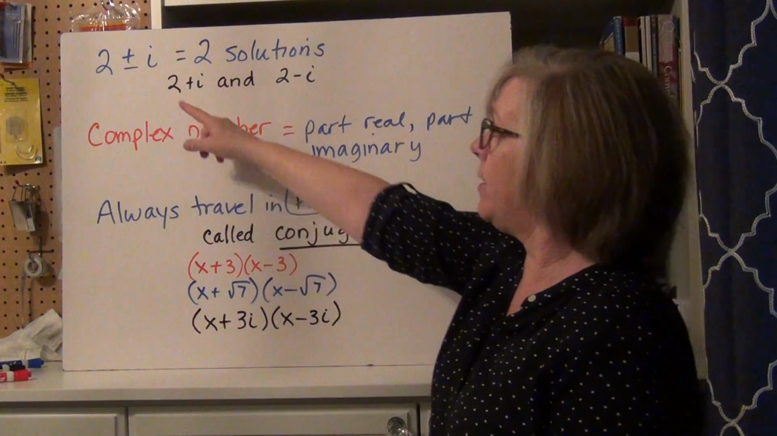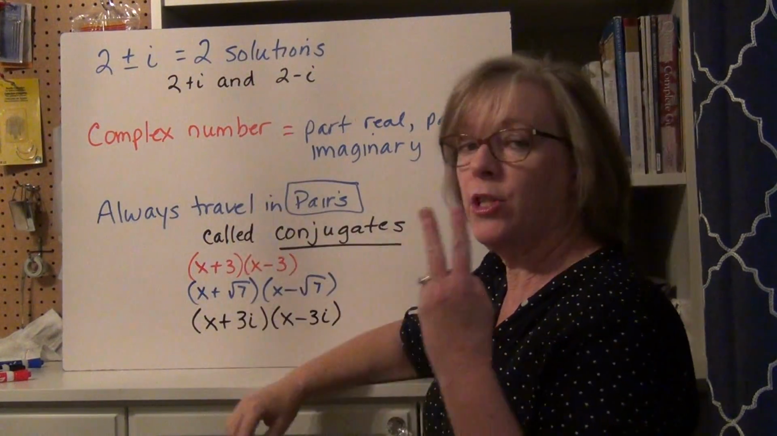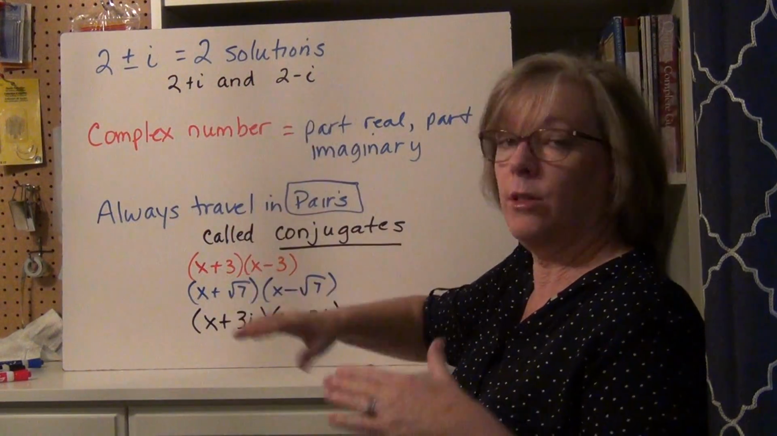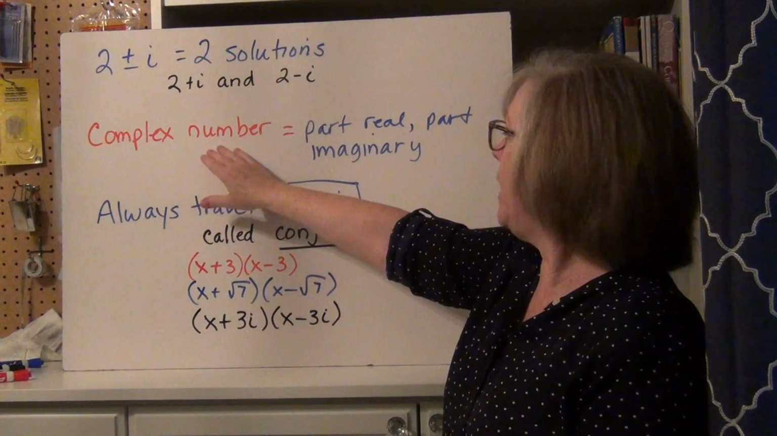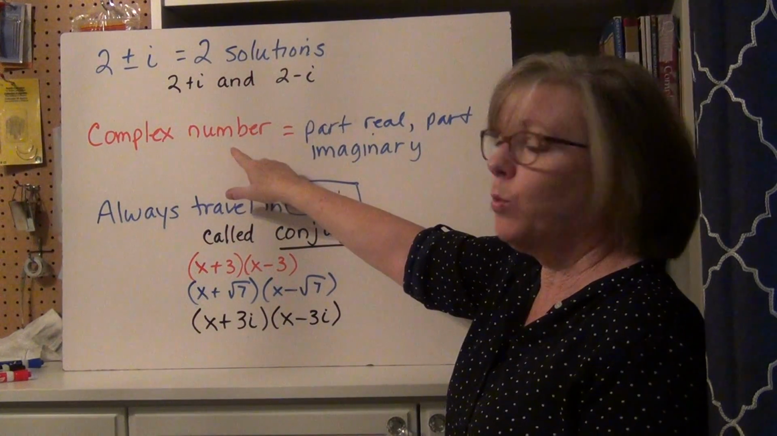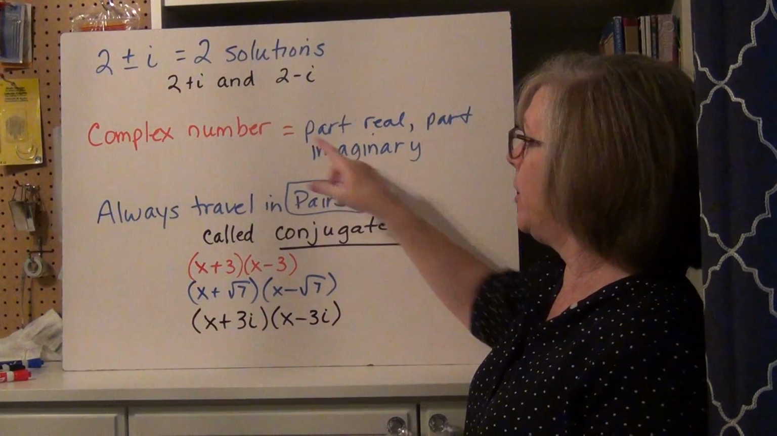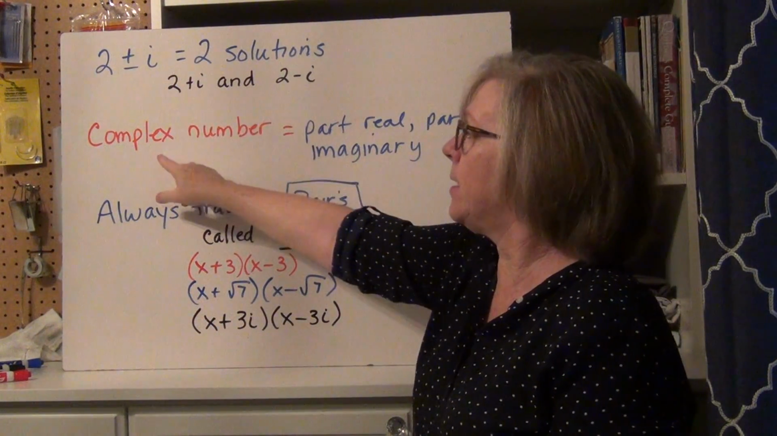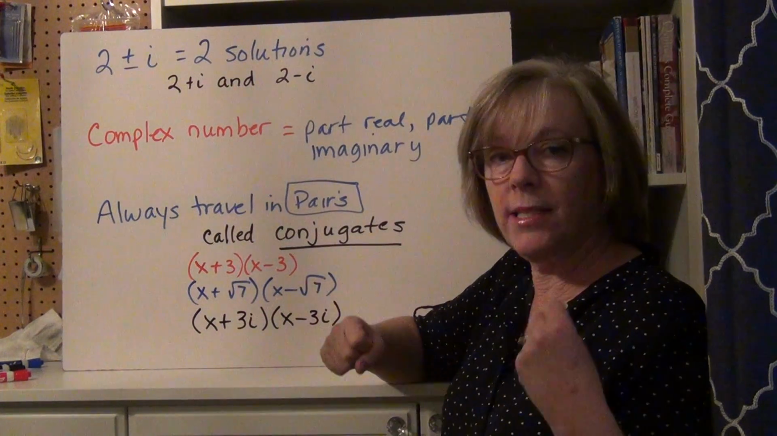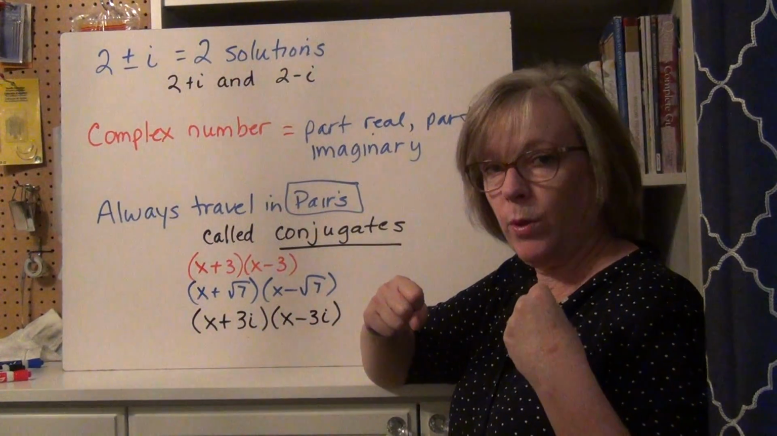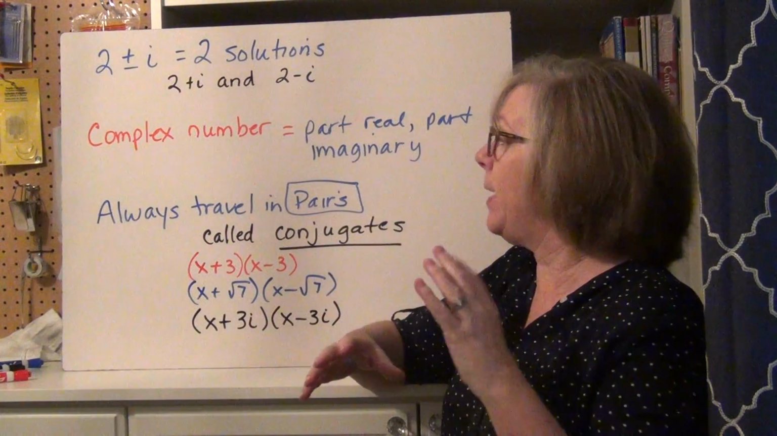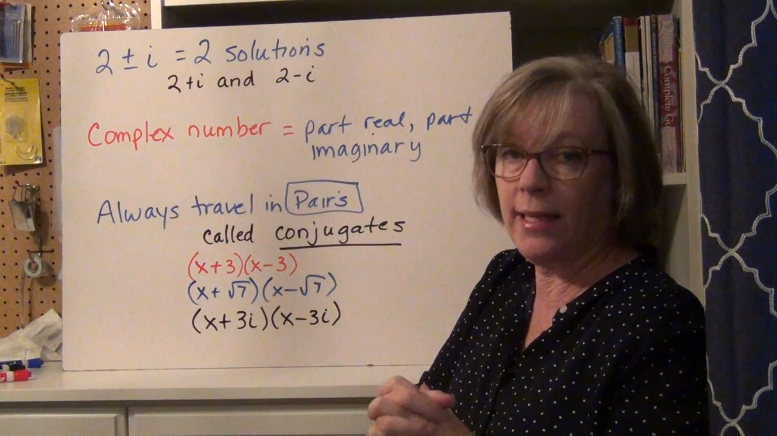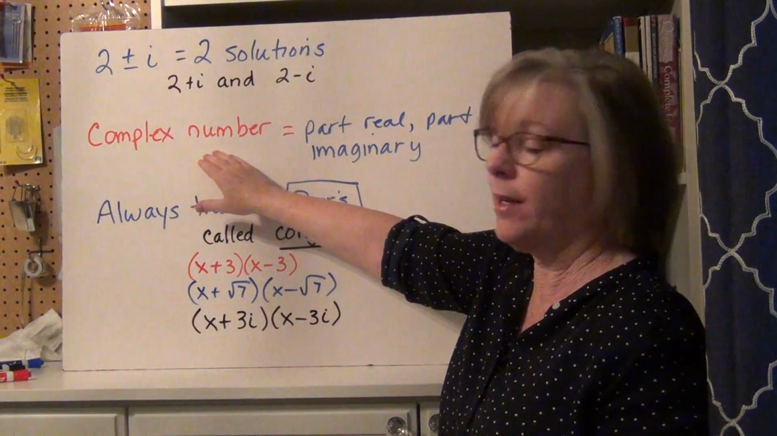Now, I want to remind you that this plus or minus is important. It means there are actually 2 solutions, 2 plus i and 2 minus i. Those are both solutions. Complex numbers is another word for part real, part imaginary. So I have a real number here and an imaginary number here. So 2 plus i is a complex number. It mixes the real and it mixes the imaginary. Okay? i is imaginary. But anytime I'm having it multiplied or added to something else, it becomes a complex number. Make sure you know that vocabulary.